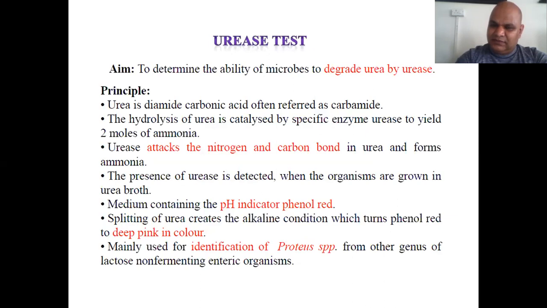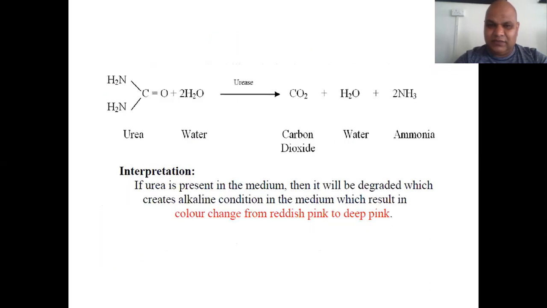Urease test: the ability of certain microbes to degrade urea is identified by the help of an enzyme, that is urease. So here the microbes undergo degradation of the urea by releasing a specific enzyme which is known as urease. The principle is that when urea is combined with water, it changes into carbon dioxide, water, and ammonia. That is a simple reaction, the hydrolysis of urea, and it liberates ammonia as a gas.